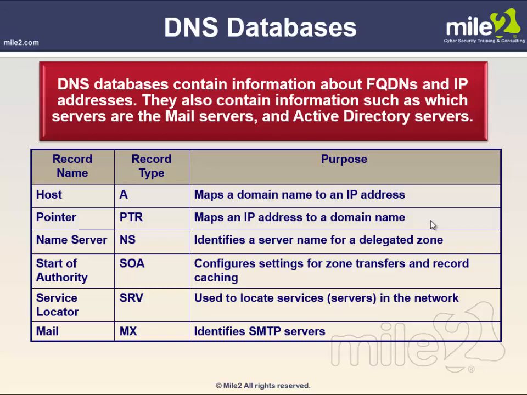We also have what's called the start of authority. Now the SOA record configures settings for zone transfers and record caching. There are different things within the SOA, the start of authority, that you need to know. You need to look at the start of authority record and see what that looks like. Now it's basically broken down into the serial number, which is basically just a revision number, which also includes the date. We have the refresh rate, which is the refresh interval for secondary DNS servers.